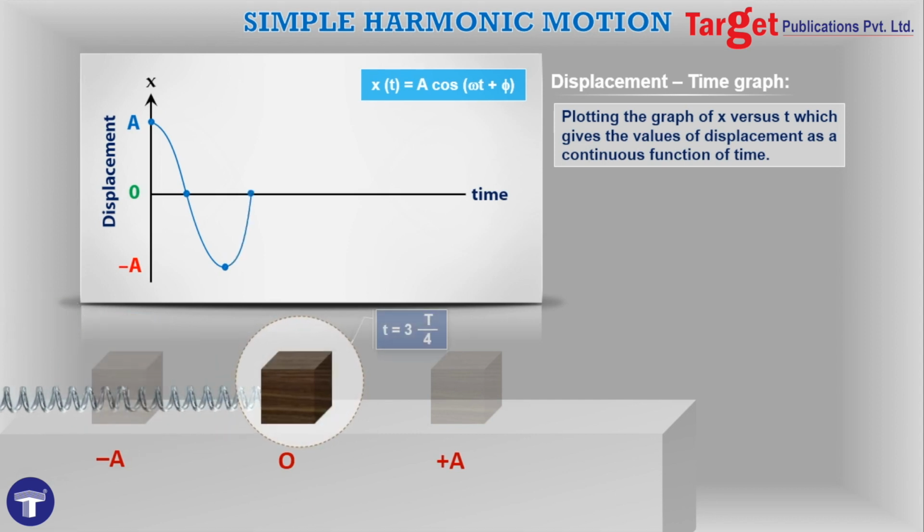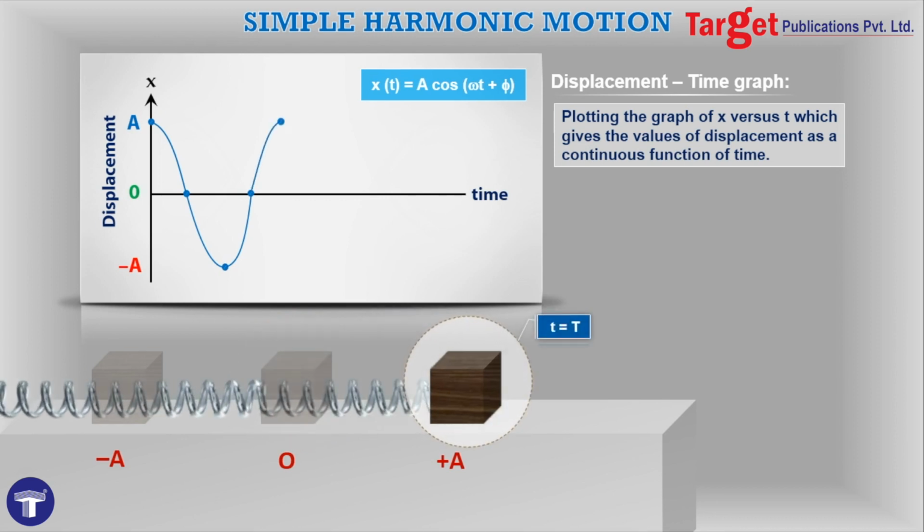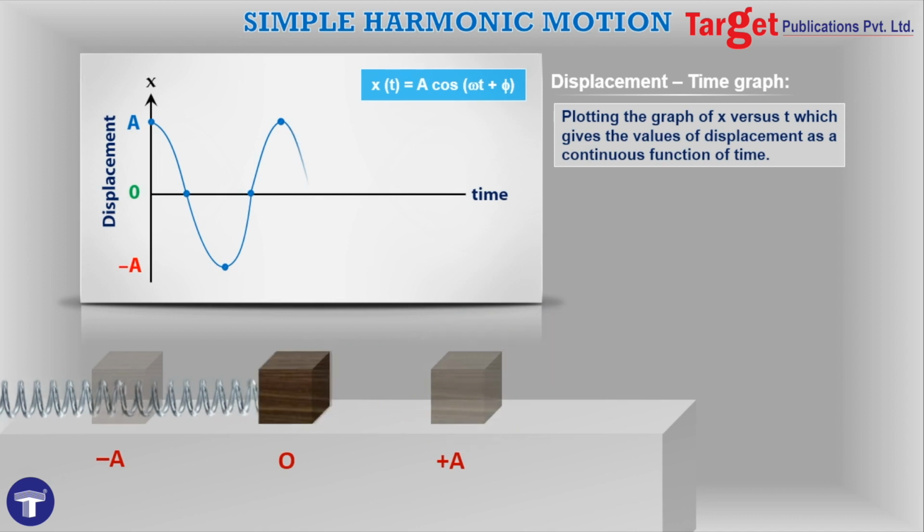Then the block moves back to the mean position. Now the time passed is 3T by 4 and its displacement is 0 again. Finally, we can plot the final point in this first oscillation, that is at time t is equal to capital T, the block returns to its original position, that is at plus a. And if you continue to plot the displacement of such a particle with time, you will see that the curve obtained is a sinusoidal wave. And therefore, this oscillation is simple harmonic.